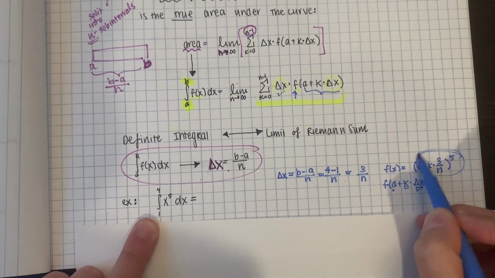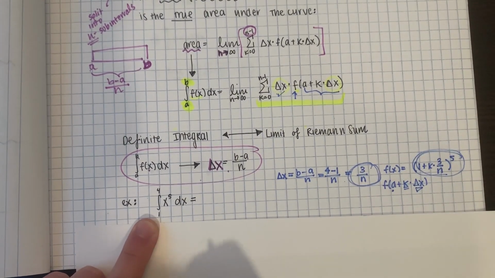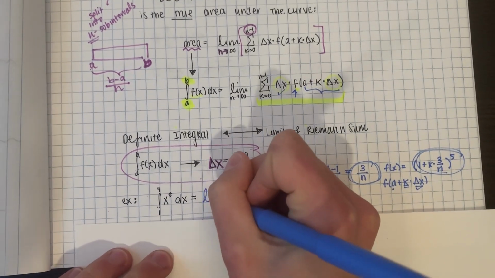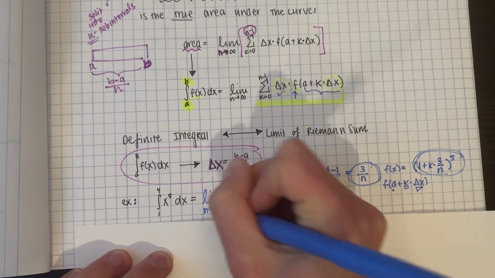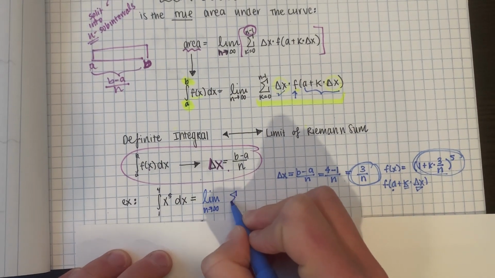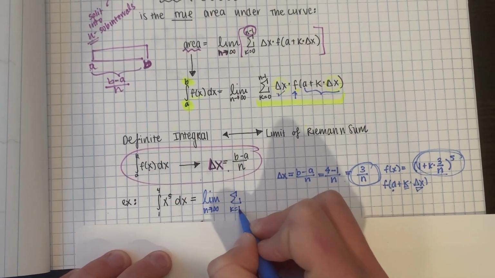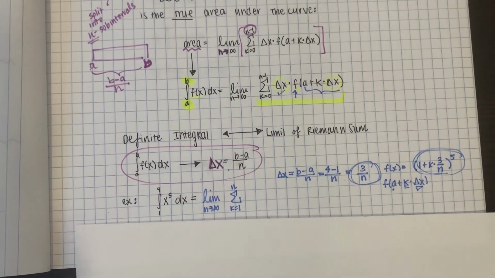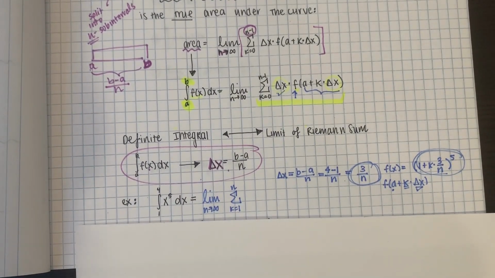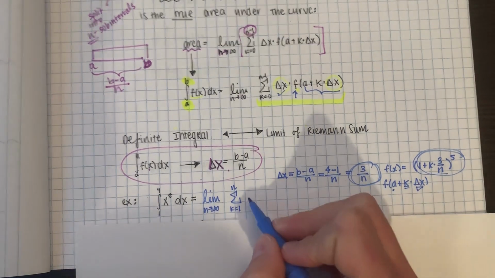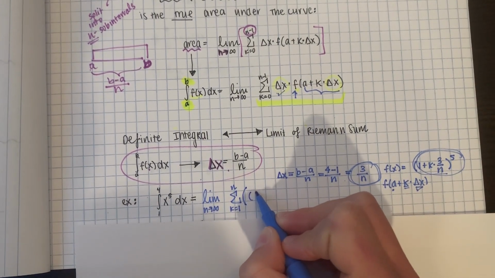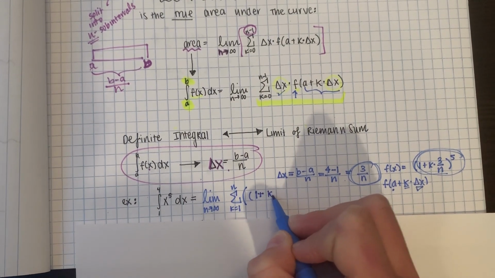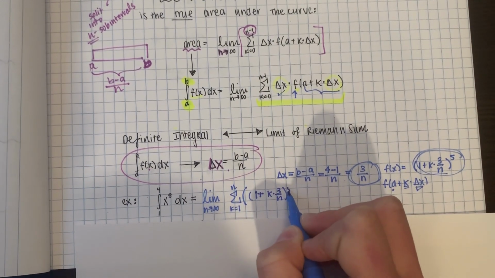So we've got our inner bits, we've got our 3 over n. We're ready to start plugging in. We always write limit as n is approaching infinity, the sum of, I'm going to start at k equals 1 instead and now go to n. It is the same as going from k equals 0 to n minus 1. And we'll go 1 plus k times 3 over n, all to the 5th.